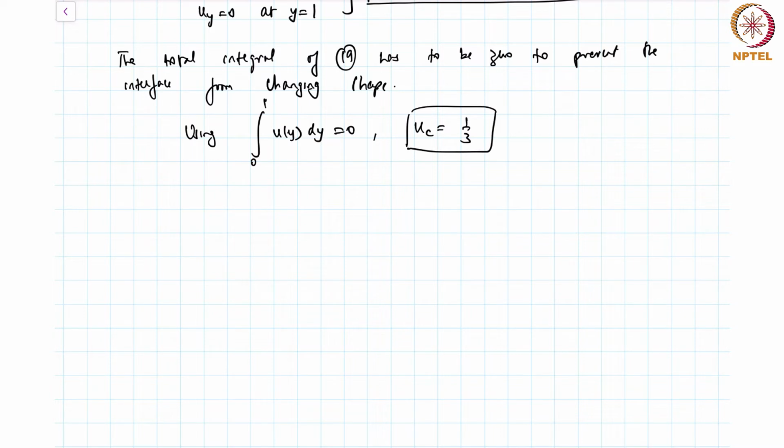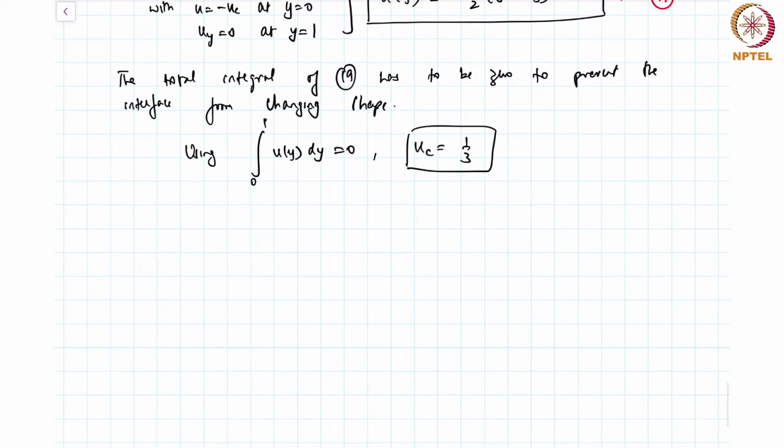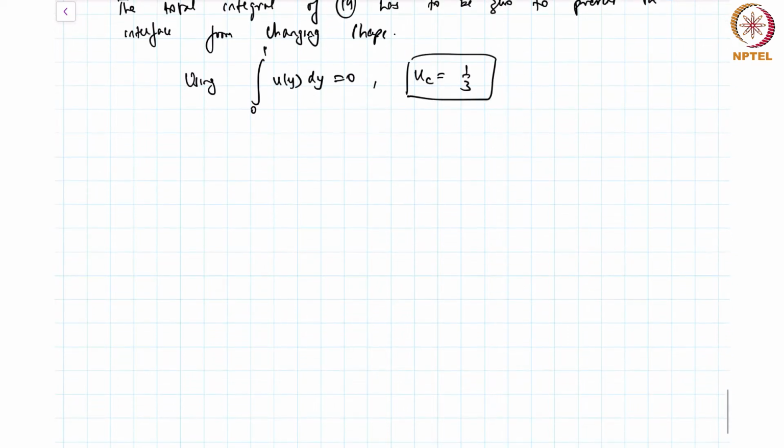I would like you to try and do this yourself. It's a very straightforward integration. You get the velocity of the plate is exactly equal to 1 by 3, so that to compensate for the gravitational drainage flow downwards, you need to make a plate move upwards with a velocity exactly equal to 1 by 3. Of course, in this non-dimensional setting.